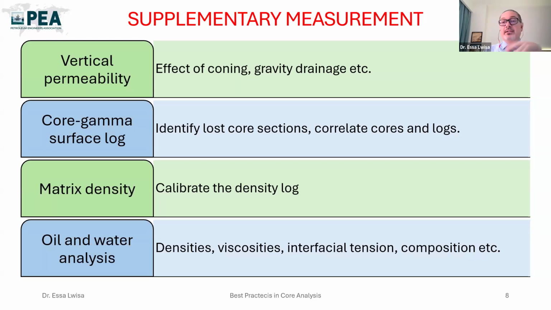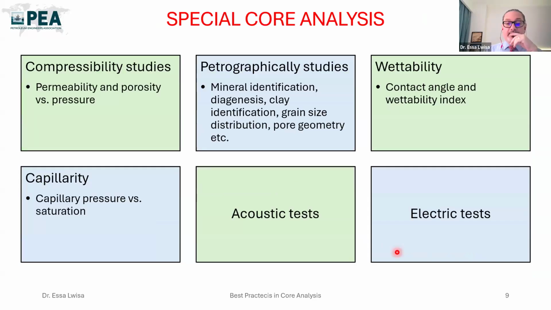Okay, now that was the routine core analysis. Now we will go to the special core analysis or advanced core analysis.